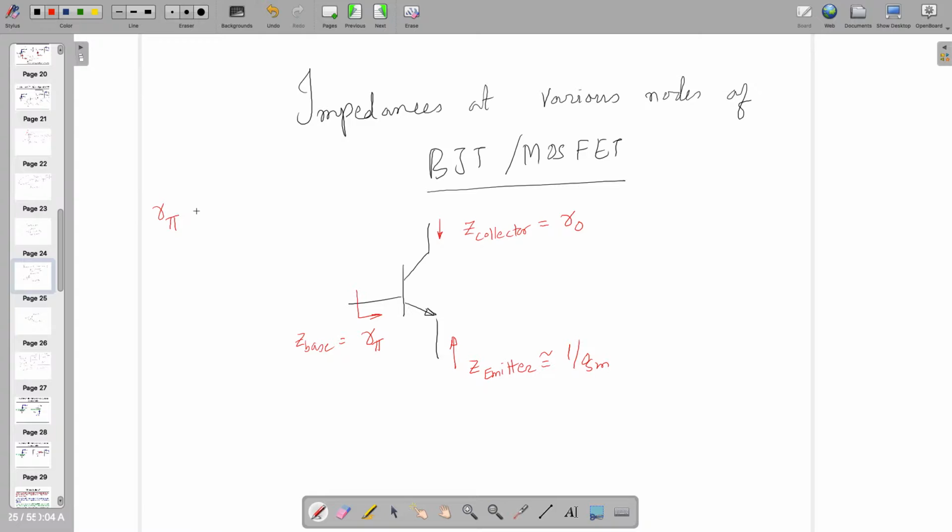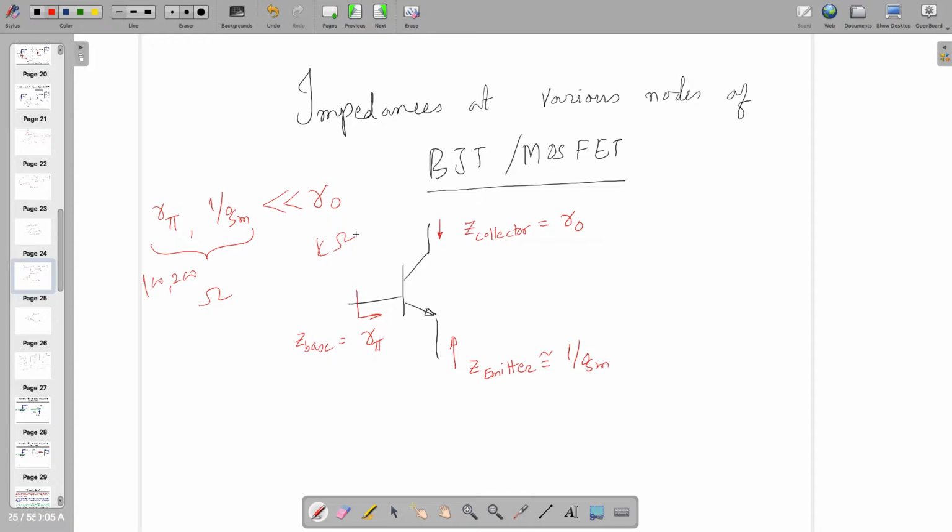In that case, we also learn that r_pi and 1 by gm are in a similar range, or r_pi might be a little bit bigger than 1 by gm, but it's in a similar range, and r_o is much bigger than this one. This is in the range of something like 100-200 ohms, right? And this is in the range of more than kilo ohms, 10 kilo, 20 kilo, depending on technology.